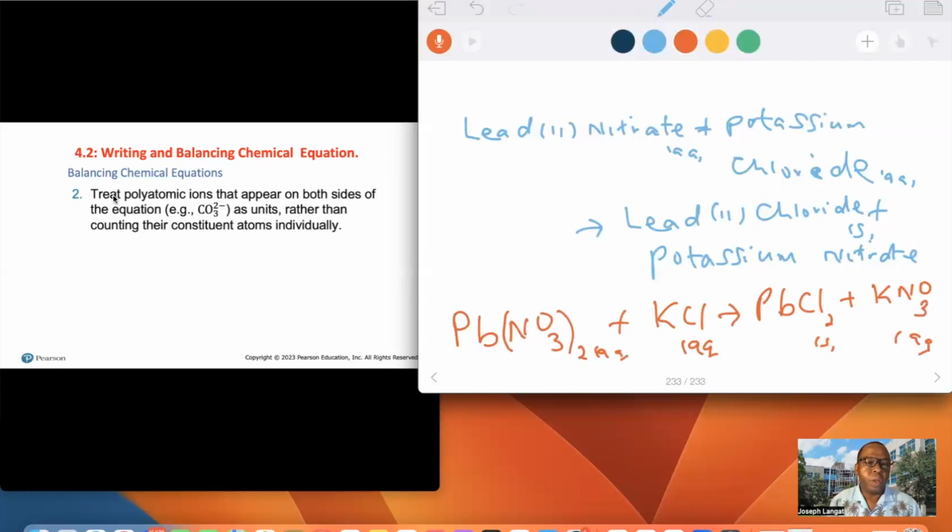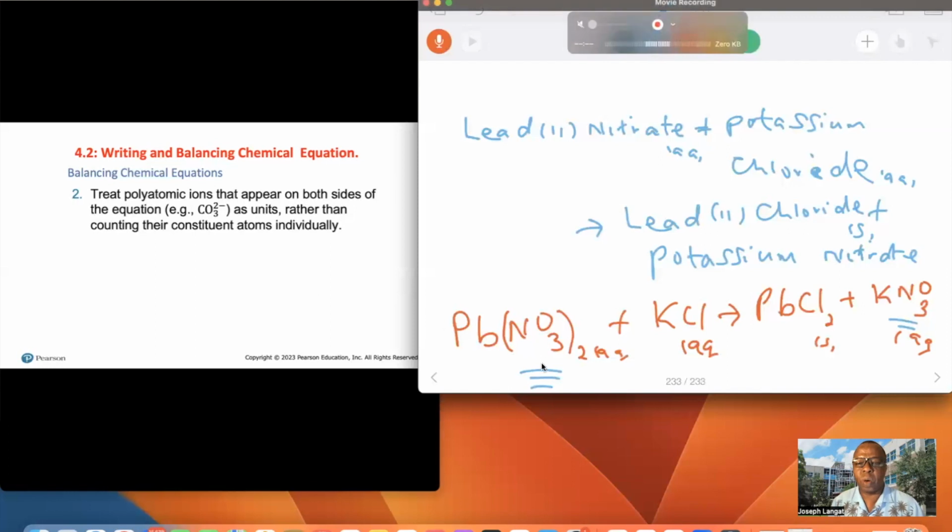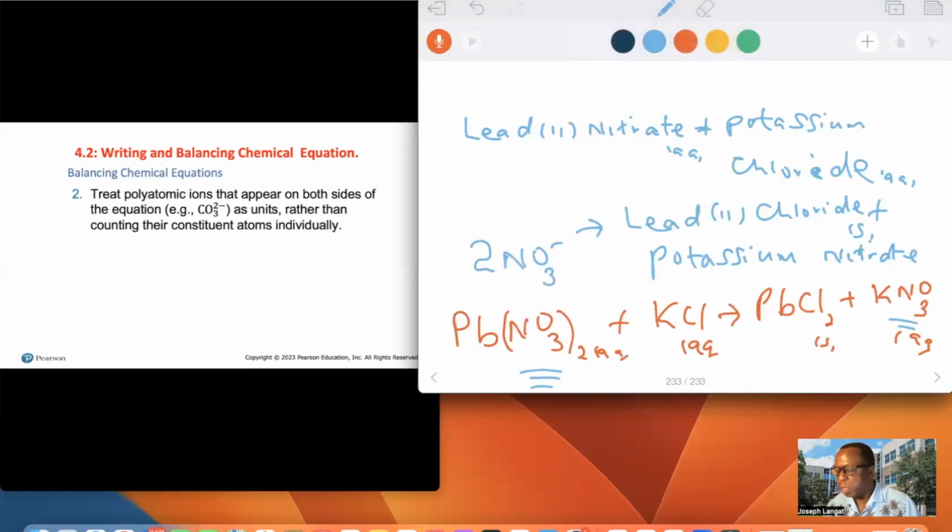Rule number 2: treat a polyatomic ion that appears on both sides of the equation, for example carbonate, as a single unit. Here we are looking at nitrate. If you look at the nitrate on this side and the nitrate on that side, you treat it as if it is a single unit. So I read this as 2 times 1 nitrate, 2 nitrates here. Remember the formula for nitrate is NO3 with a negative charge. Here there is 1 nitrate, NO3 with a negative.